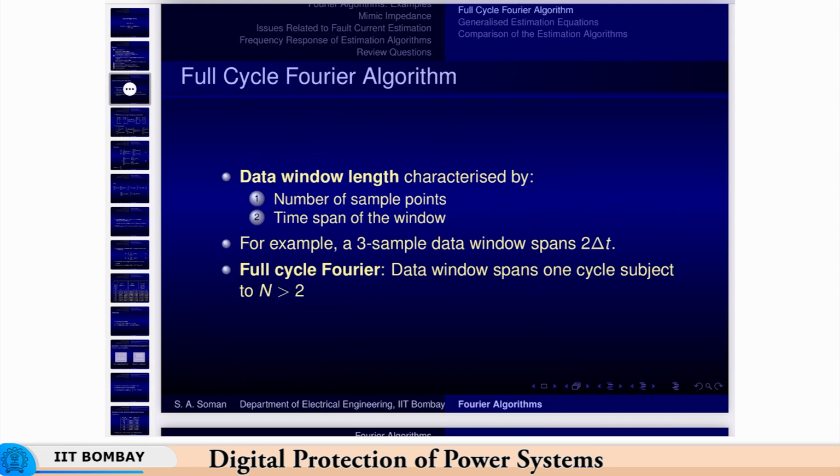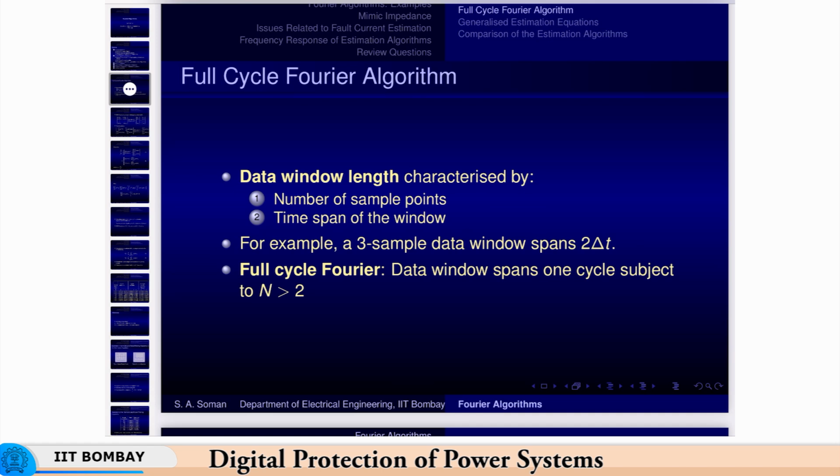Okay. So, till now with 2 sample and 3 sample our data window was characterized by the number of samples. So, if delta t was our sampling interval, then with 2 samples our data window length was delta t, and with 3 samples it will be 2 delta t. Okay. So, there is another way of looking at the sampling window, which can be a full cycle. We can also have half cycle, which we will come to a little later.